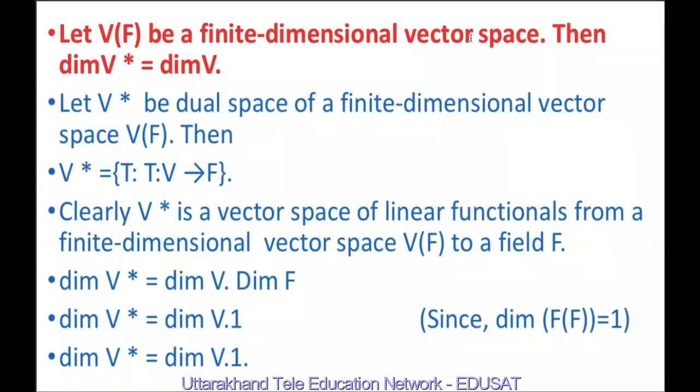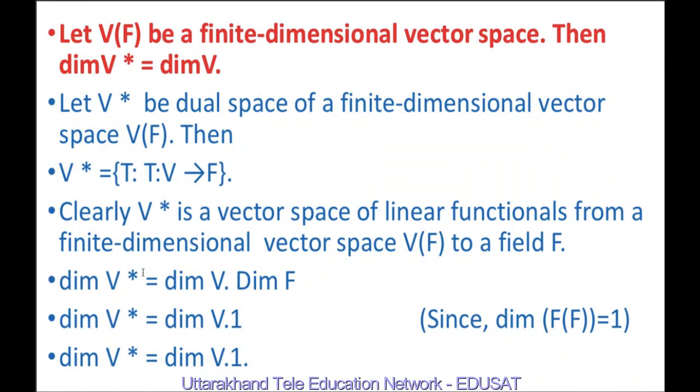Let V be a finite dimensional vector space, then dimension of V star is equal to dimension of V. Let V star be the dual space of a finite dimensional vector space V. It means the dual space V star is the set of linear functionals T from a vector space V to a field F.